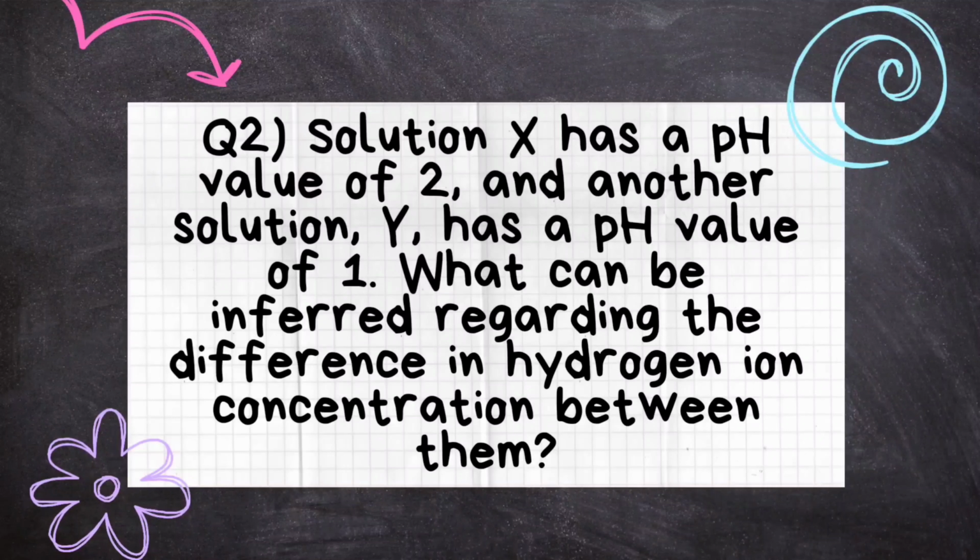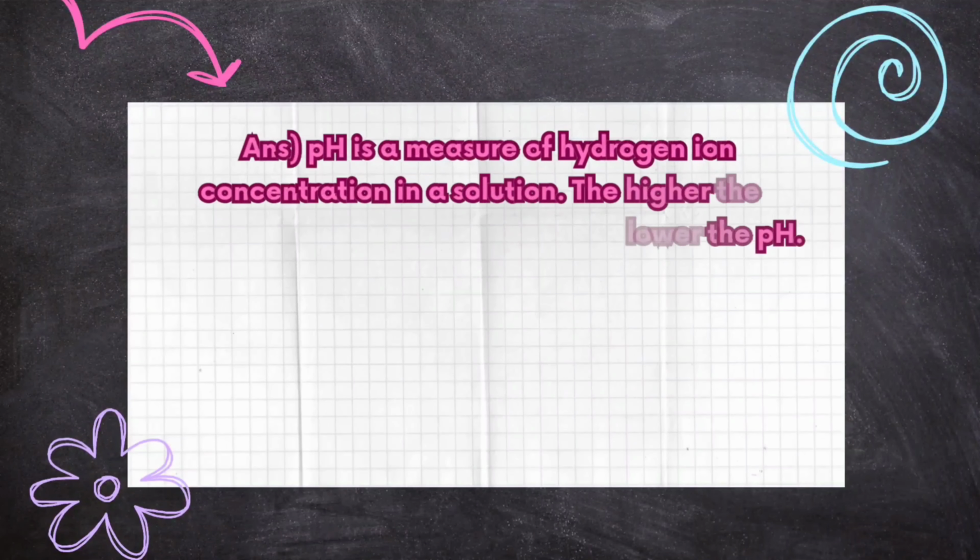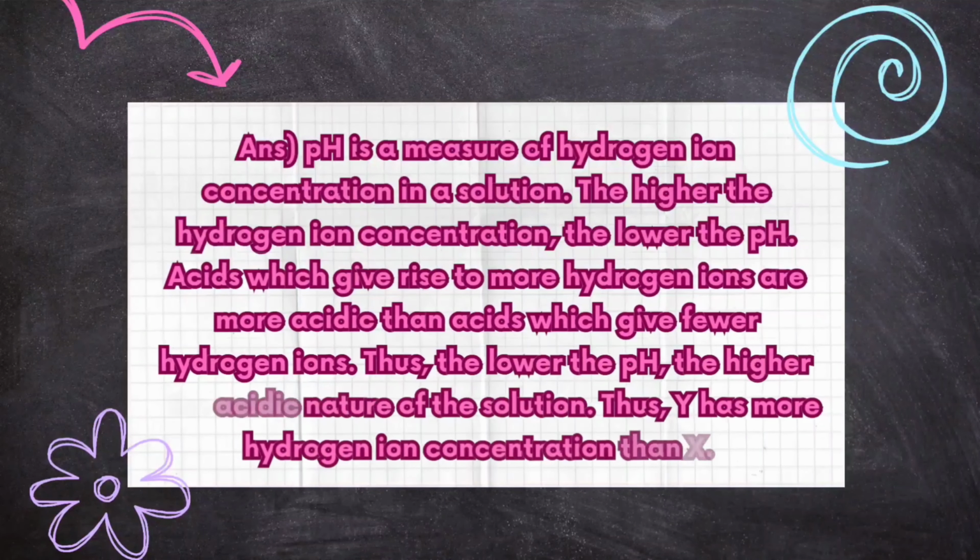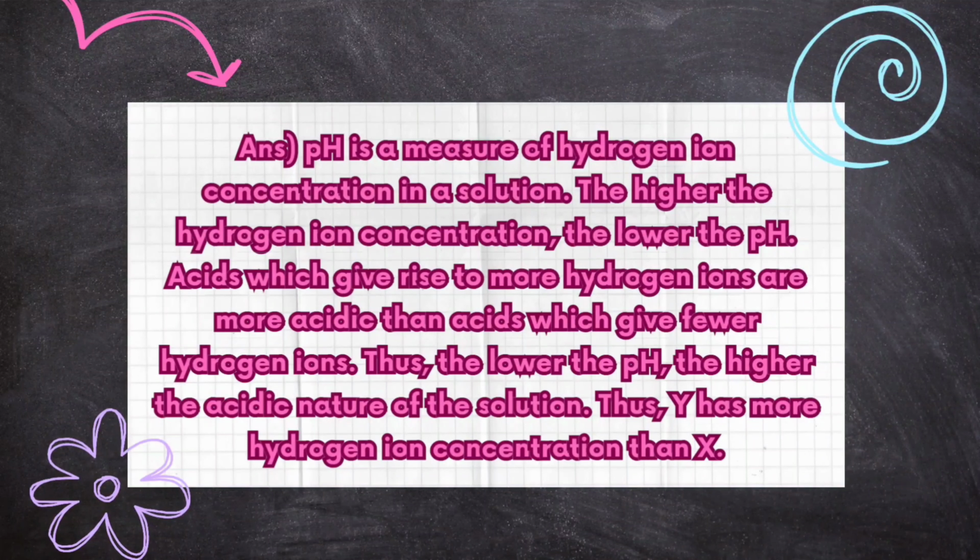Q2. Solution X has a pH value of 2, and another solution, Y, has a pH value of 1. What can be inferred regarding the difference in hydrogen ion concentration between them? pH is a measure of hydrogen ion concentration in a solution. The higher the hydrogen ion concentration, the lower the pH. Acids which give rise to more hydrogen ions are more acidic than acids which give fewer hydrogen ions. Thus, the lower the pH, the higher the acidic nature of the solution. Thus, Y has more hydrogen ion concentration than X.